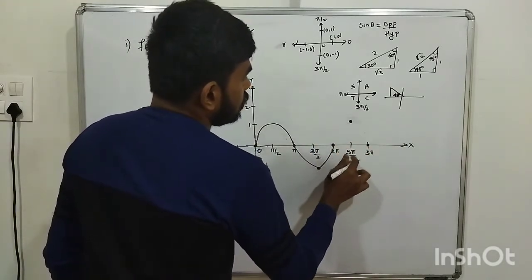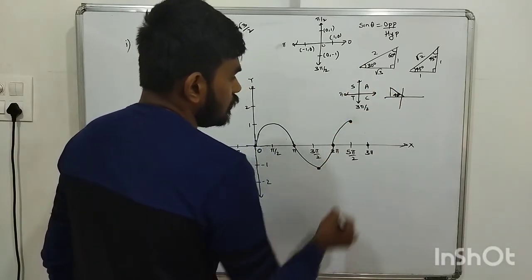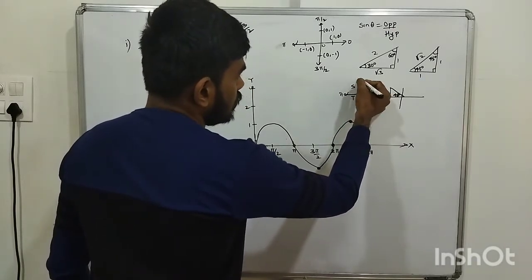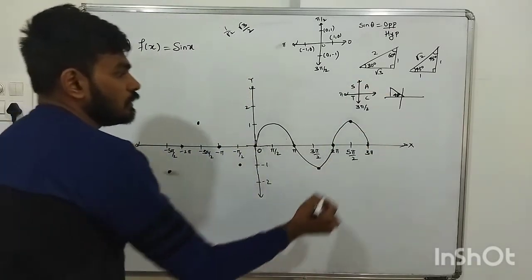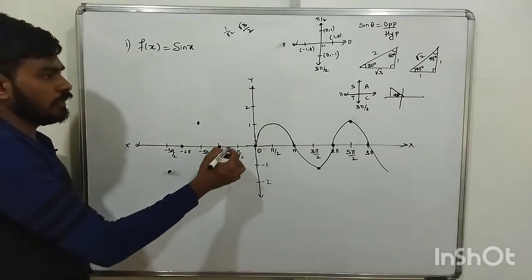All these values from 2 pi to 5 pi by 2 will be positive, correct? Then again negative, again positive, and so on, like this.